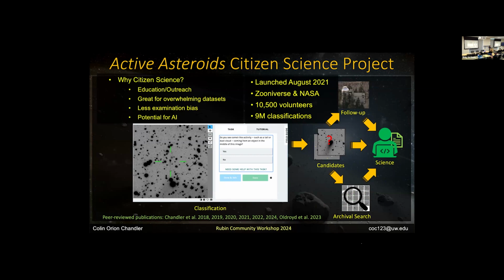So we launched in 2021 with 10,500 volunteers at this point, doing over 9 million classifications. This is what the workflow looks like. It's this simple. We show people a known minor planet at the center of an image and say, do you see a tail or not? That's it. Then these arrows are hiding a lot of underlying steps. Not shown is analyzing the classification data, which results in candidates, which we vet, and we follow up with telescopes and archival searches to look for more evidence of activity. We do science, which, as the last talk showed, is in the form of writing code.